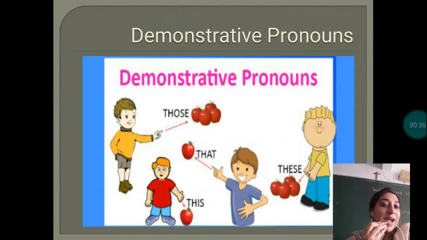You can see a child is pointing at these apples. These, those, that and this. Why are these words used?